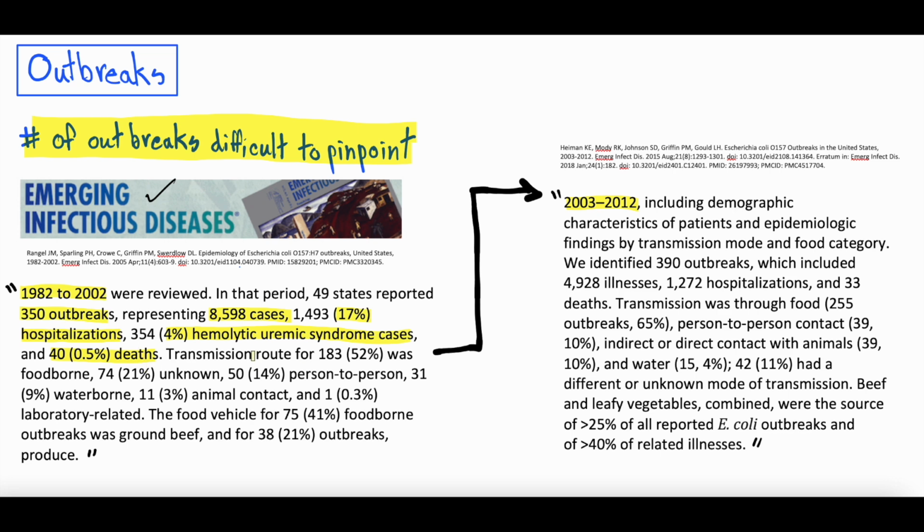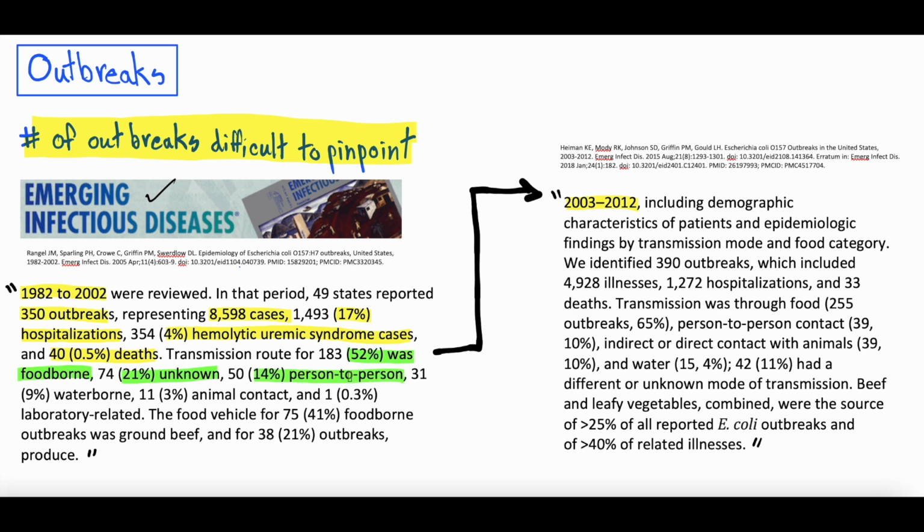When they looked at how the disease was transmitted during these outbreaks, more than half was foodborne. And that's often what we see in the news. Currently, we'll get into it, but there's an outbreak from carrots. That's the most recent one. So lots of these are foodborne outbreaks. 21% of them, the transmission route was unknown. 14% of them were person to person.